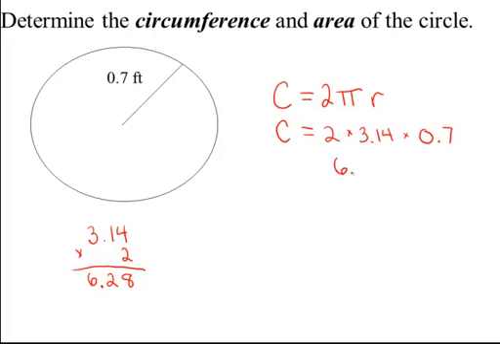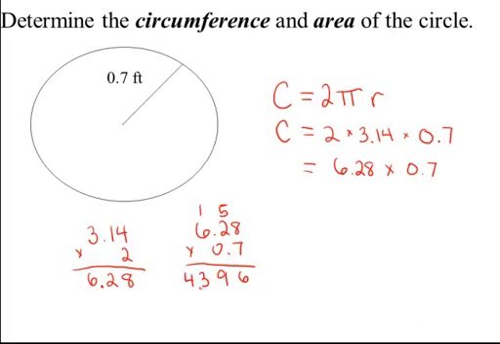And now I want to multiply 6.28 times 0.7. I'll again do that vertically. Beginning with 7 times 8, which is 56. I'll write the 6 and carry the 5. 7 times 2 is 14, plus 5 is 19. I'll write the 9 and carry the 1. 6 times 7 is 42, plus 1 is 43.